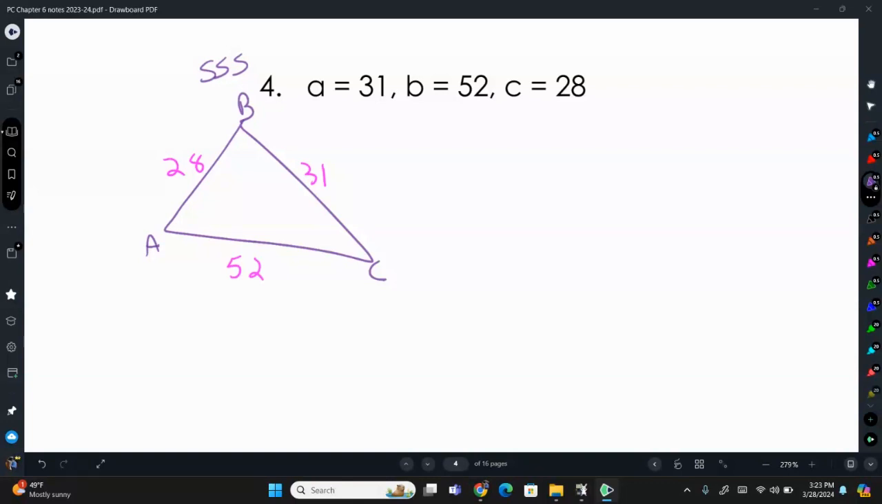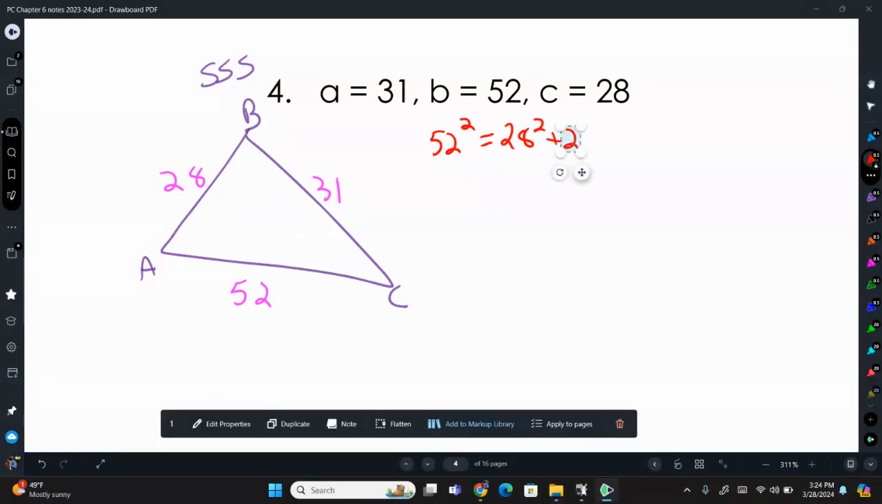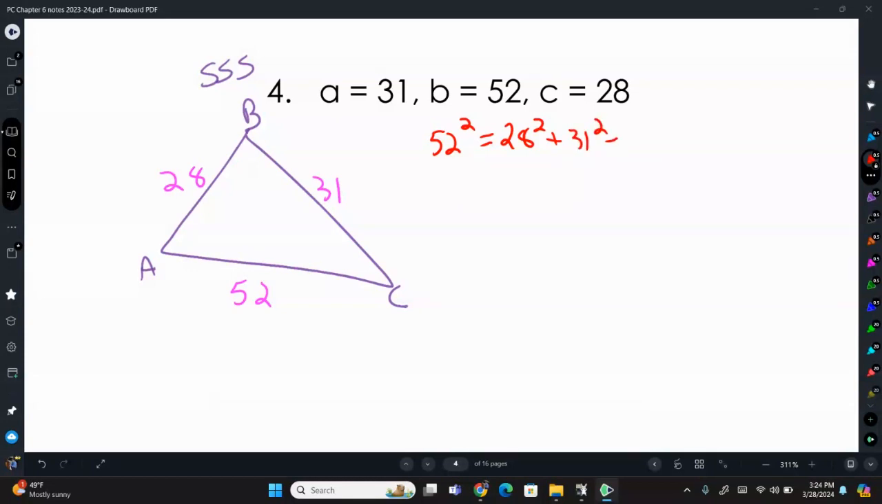If we find one of the smaller angles first, well, when we switch to law of sines, that could create a situation where the angle we're finding could not be the correct angle because we have to account for the angle being obtuse. But if we find the largest angle, that will tell us if the other angles are going to be acute or obtuse. So we're going to do 52 squared equals the other 2 sides squared, 28 squared plus 31 squared, minus 2 times 28 times 31 times the cosine of B.